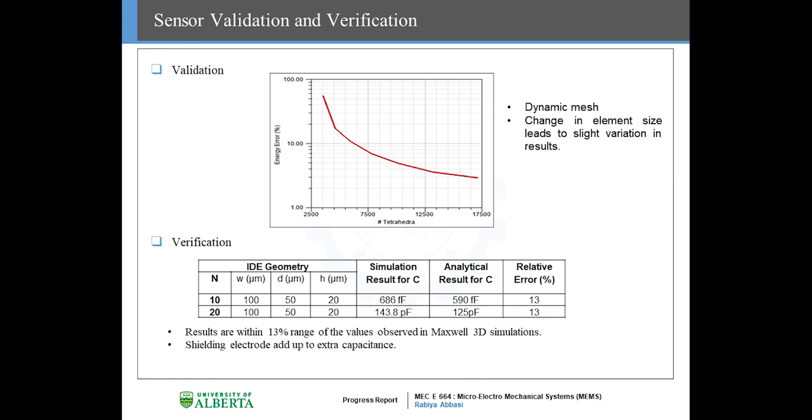We also perform verification, that is, we perform a comparative analysis between the analytical and the simulation results. We tested our sensor with 10 IDE fingers and 20 IDE fingers, and you have seen that the relative error in both cases is 13%. This 13% error is due to the fact that the shielding electrode adds extra capacitance, because the results for the capacitance are higher in the simulations.